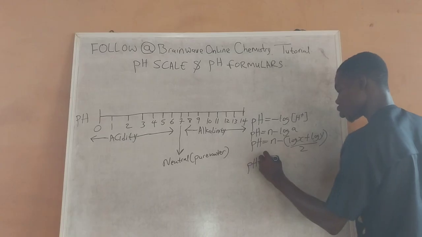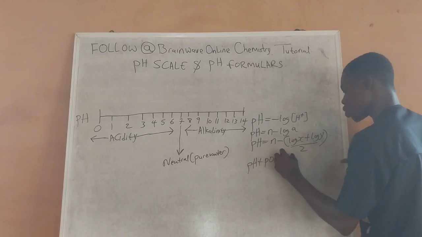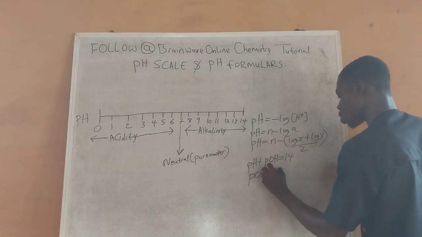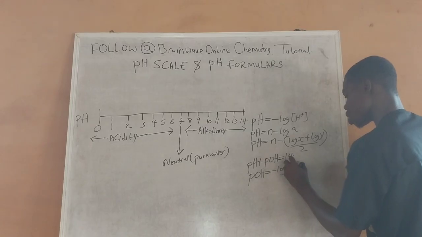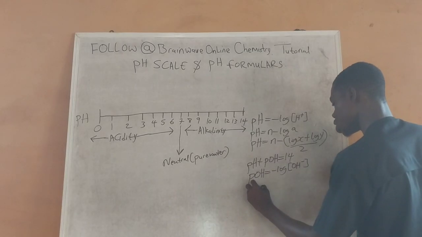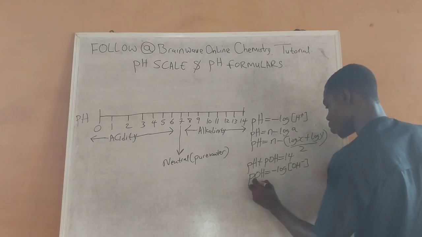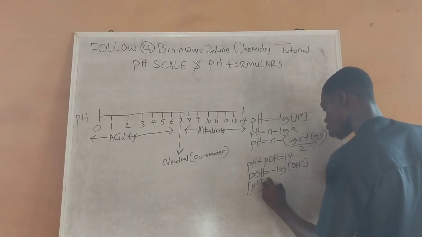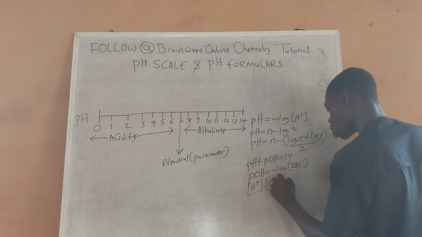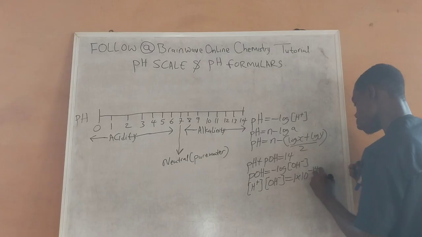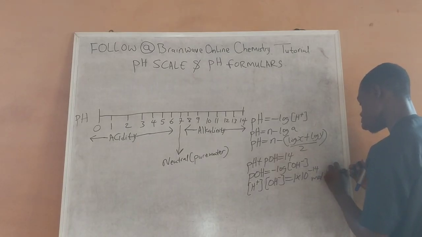pH plus pOH equals 14. We will now have pOH equals what? Minus log open bracket hydroxide ion close bracket. So we now have hydrogen ion, hydroxide ion equals what? 1 times 10 raised to the minus 14 mole per dm cubed.